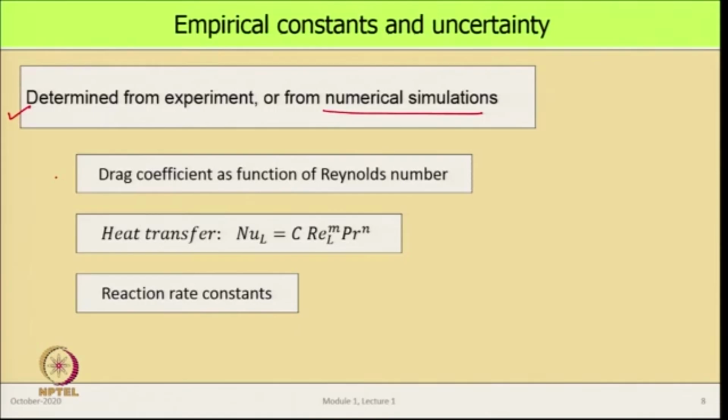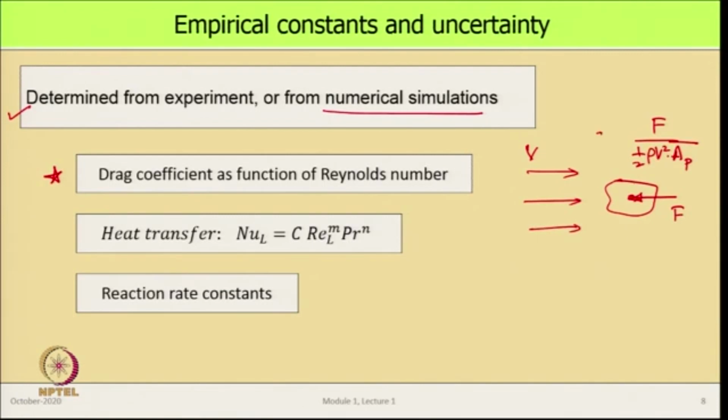So, examples of these, one is here, drag coefficient as a function of Reynolds number. We take some object, I have just shown an object there, it is experiencing some fluid flowing over it at a certain velocity v, and we are saying what is the force that is keeping the object in place, which is equal and opposite to the force exerted by the fluid on this body, and we define that force divided by the dynamic head multiplied by the projected area as the drag coefficient.